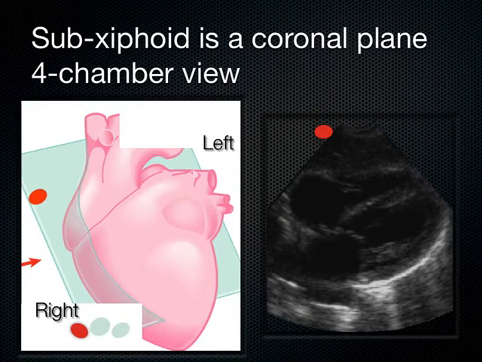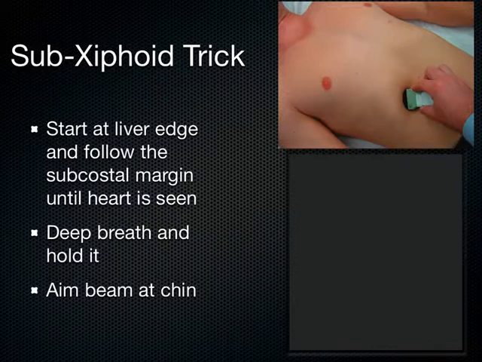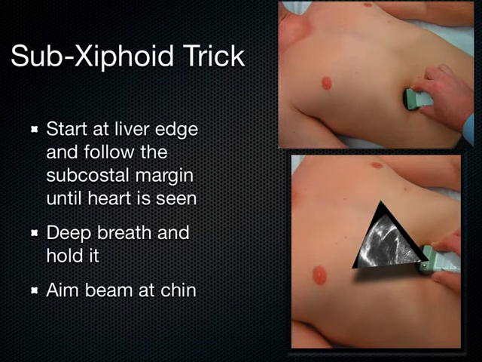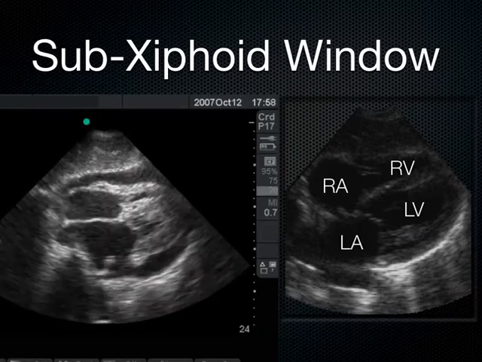We can see the 4 chambers there. This is the right ventricle, right atrium, left atrium. Here's the posterior wall of the left ventricle. The apex is over here, and this is all the liver. Now, the trick to seeing that subxiphoid view is to start over at the liver edge and follow it up into the subxiphoid margin. So you look first at the liver, using that as your window, and then once you're in that subxiphoid notch, have the patient take a deep breath and hold it, aim the beam towards the chin, and this is what you see.